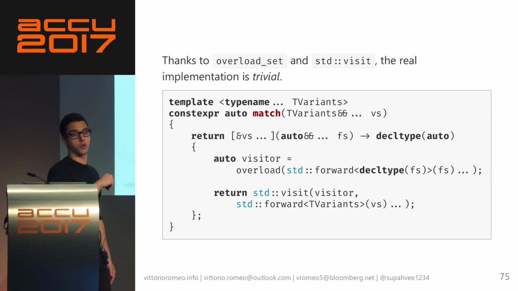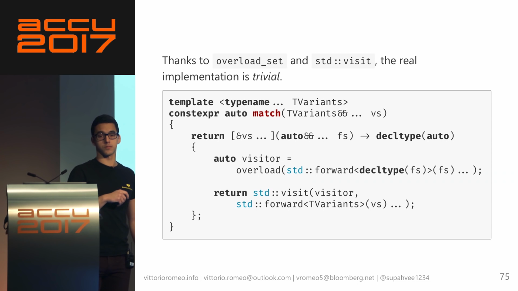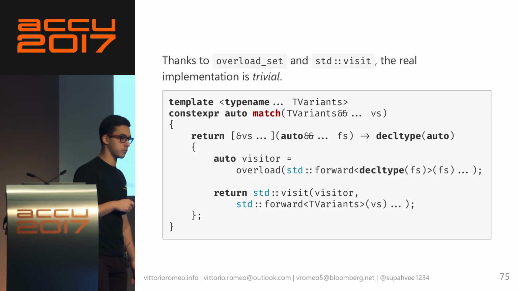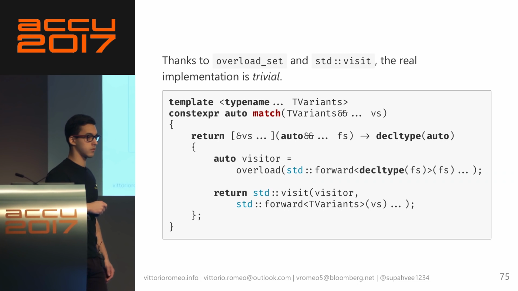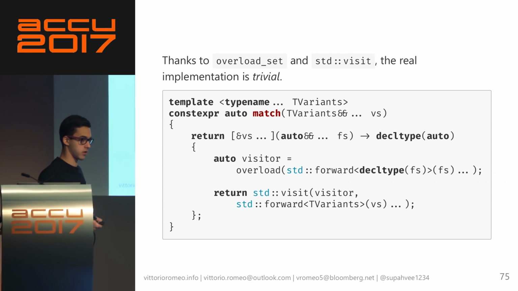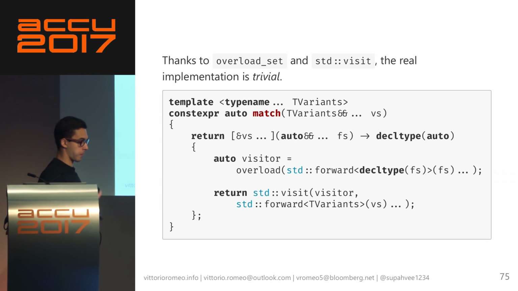Any question about this code snippet? Sure. If you have some loop-only algorithm for the variants, should you also move them into the lambda? So the question is, should you move the variants into the lambda instead of capturing them by reference, forwarding them into the lambda.